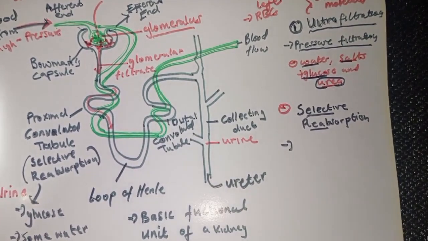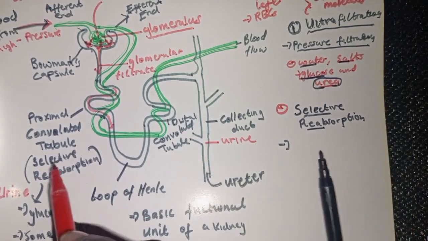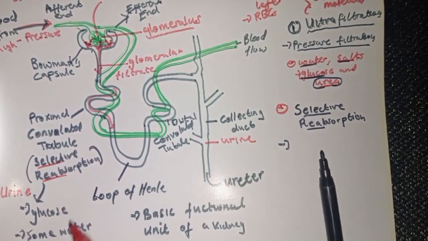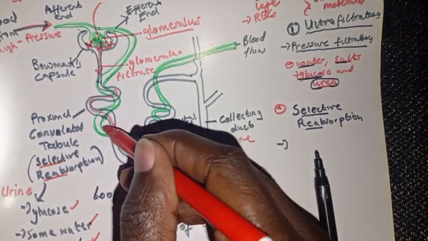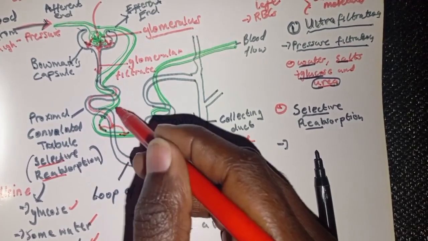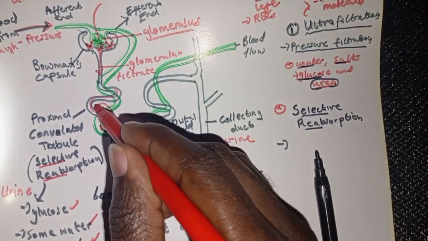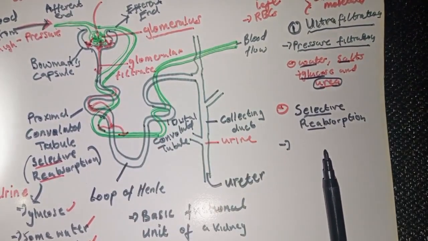So this is where selective reabsorption is taking place, on the first convoluted tube, and we reabsorb these. So these now will go back into the blood. They will go back into the what? The blood. So that's what happens.